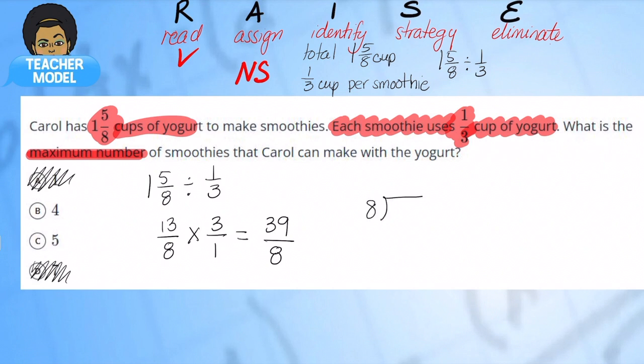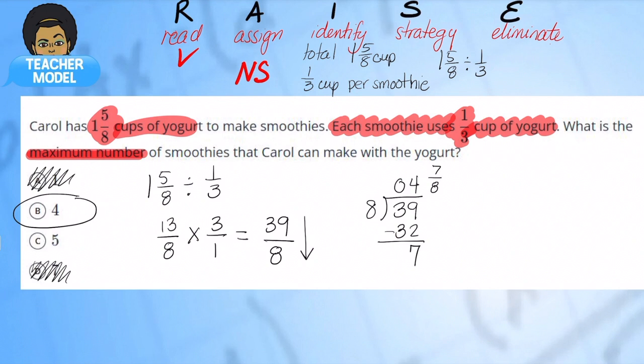And again, you can use long division if you're nervous about that. It's still 39 divided by 8, reading from top to bottom. And I can do 4 full. So I have enough to make 4, but that's it. I don't have enough to make 5. I do have enough to make 4, so that is my final answer.